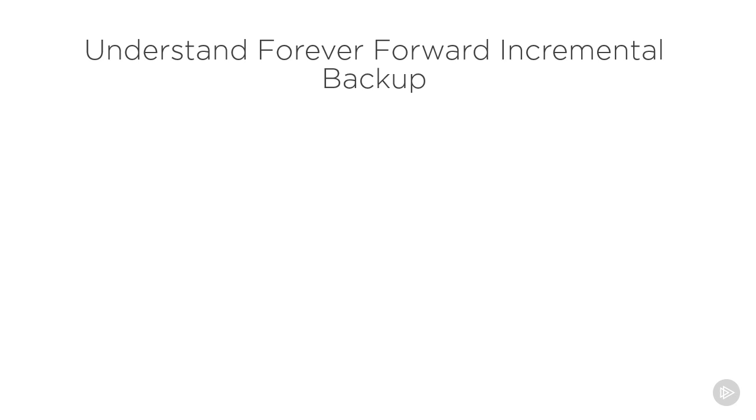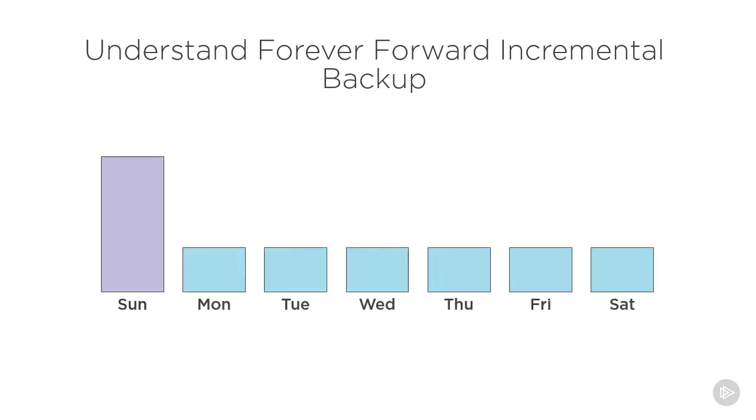I'll start first here with what's perhaps the easiest one to understand, our forever forward incremental backup. When you enable forever forward incremental backup, you start first, just like you always do, with a full backup. And for all of these, we'll use Sunday through Saturday as the week that we're exploring here. In this configuration with forever forward incremental backup, we create an initial full backup of that virtual machine, and then forever, we only create incremental backups from that point on.